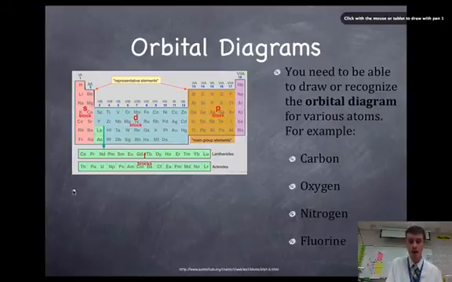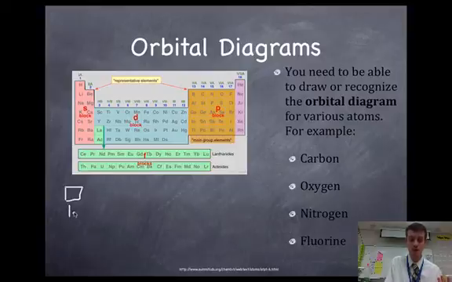start at 1s. I tend to draw boxes, and we'll see how well that works out for me. And then I label them. So I'm going to start with 1s, and like I said before, 1s can have up to 2 electrons. So I'm going to say up and down.